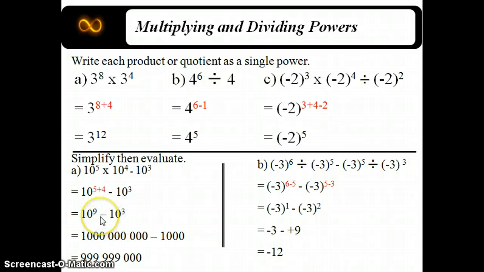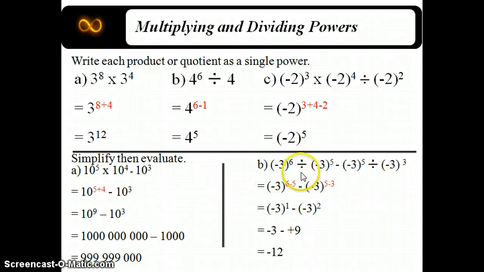Again, no rule for subtraction, so I will figure out what 10 to the power of 9 is, which is a 1 and 9 zeros, minus 10 to the power of 3, which is a 1 and 3 zeros. When I subtract these, I get 999,999.